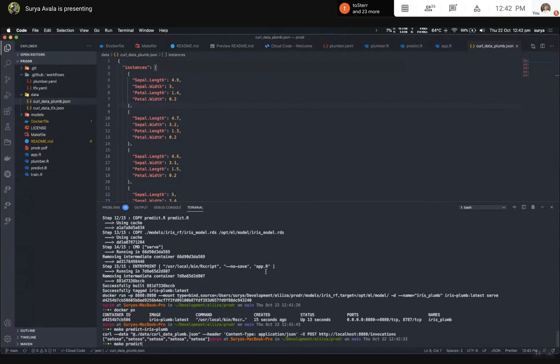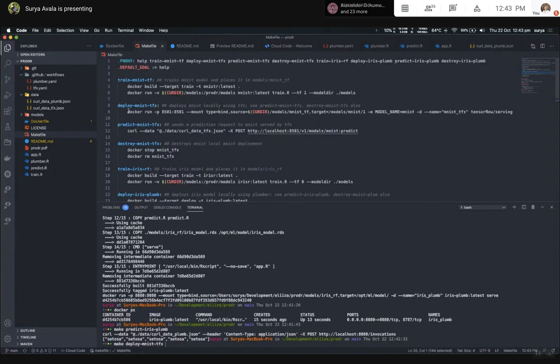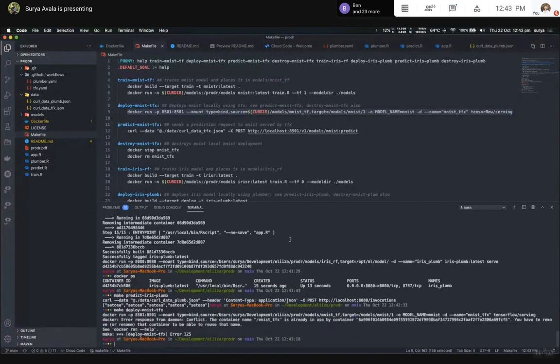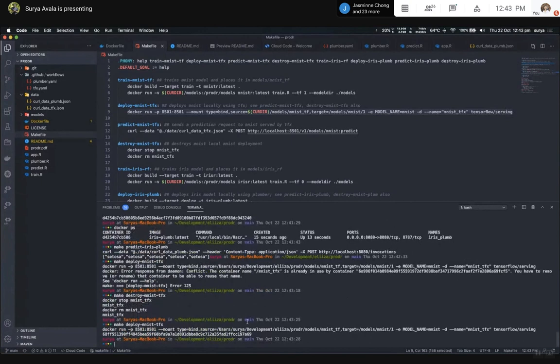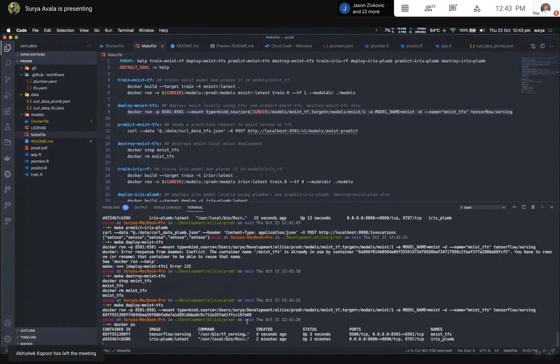So let's deploy our MNIST model with TensorFlow Extended. And again, in the make file, if you look at it, I'm essentially running this command, which is what we have looked at during the presentation. And something happened. That should work. So yeah, it started the container with one easy step.